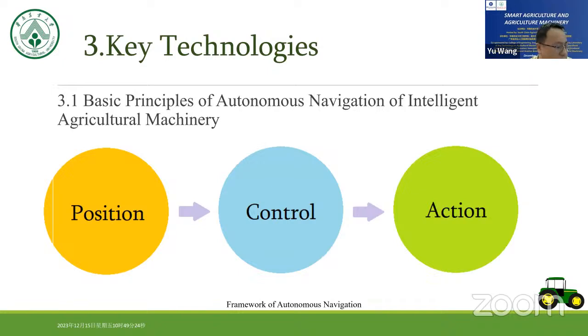The basic characteristics of navigation are like this picture. There are 3 points: position, control, and action. All the research is around these 3 points: how to position, how to control, and how to act.